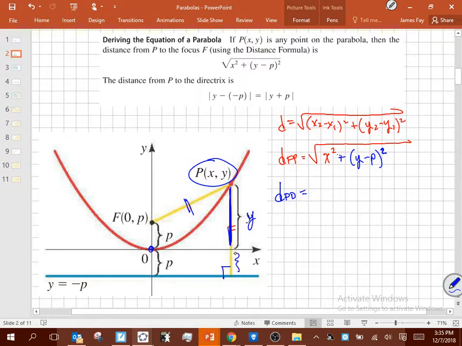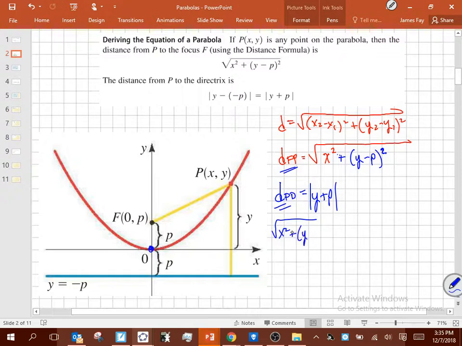This distance here is the distance from the horizontal line that holds my vertex and my directrix. We talked about that distance had to be p. So if I want to find the distance from that point all the way down to my directrix, it's y plus p. Sometimes we put, or we should put, absolute value bars there because we want distance to be positive, and we're going to talk about how that disappears in a moment. So these two distances have to be the same, meaning x squared plus y minus p squared, under the root, needs to be equal to the absolute value of y plus p.